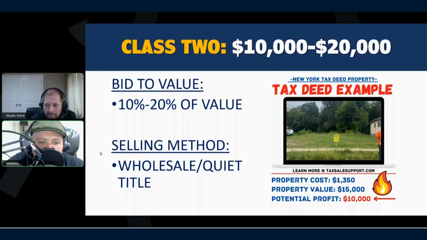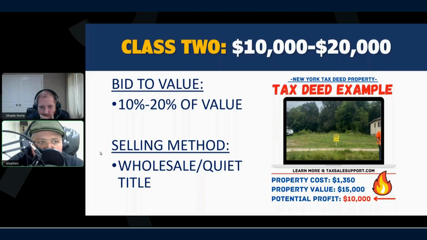And we can see here from the property example, this is a property that sold for $1,350, was worth about 15 grand. This is a property you could turn around and flip very easy. We would probably take this property and sell it wholesale as is, but we're getting into the territory where if it's cheap enough, we could look at doing something like quiet title.